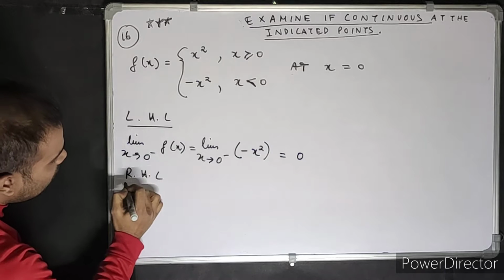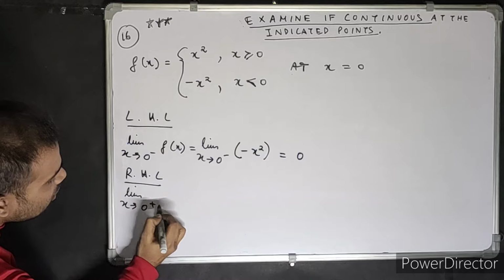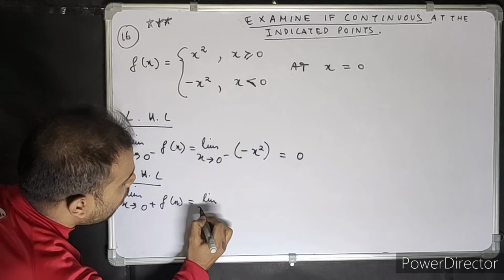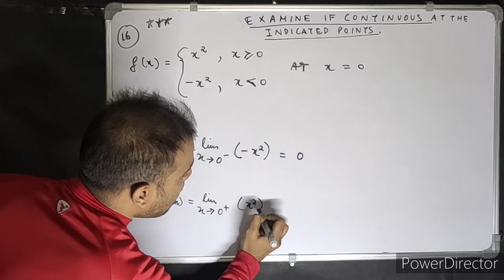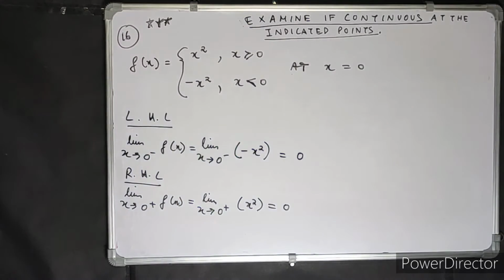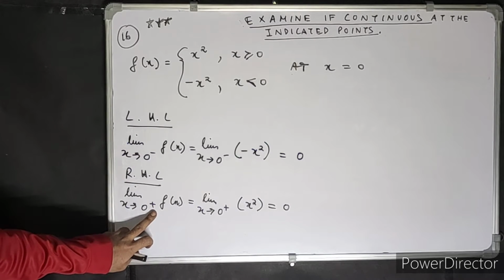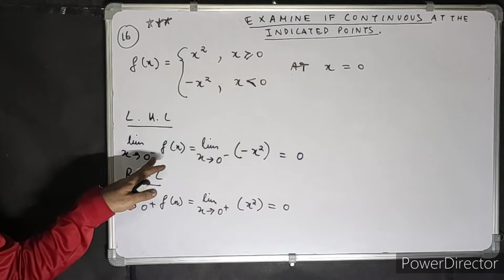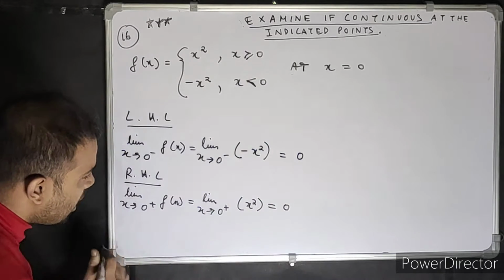So RHL, right hand limit, x tends to 0 positive, f of x is equal to limit of x tends to 0 plus x square you are going to take, right? You are going to take the x square value greater than 0. See, approaching 0 from the positive side means greater than 0. Approaching 0 from the negative side means less than 0. So these two are done.